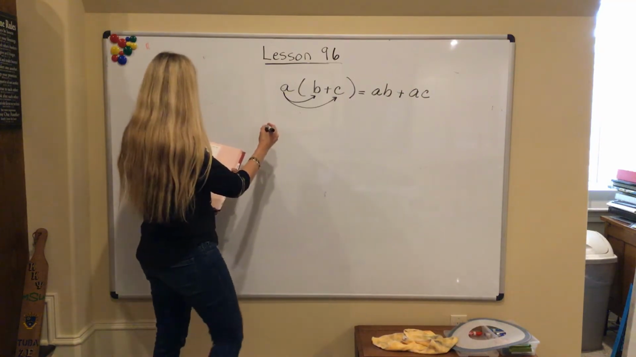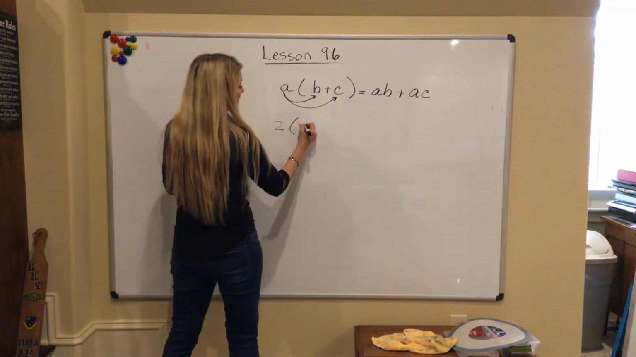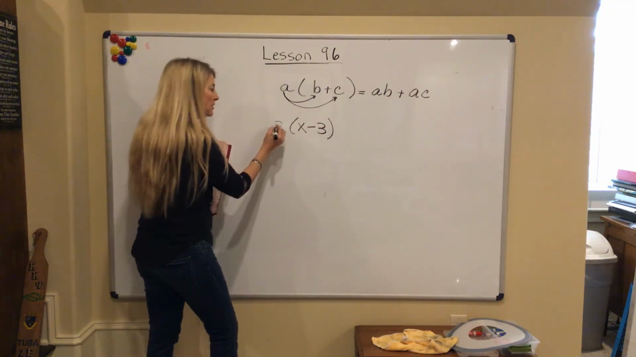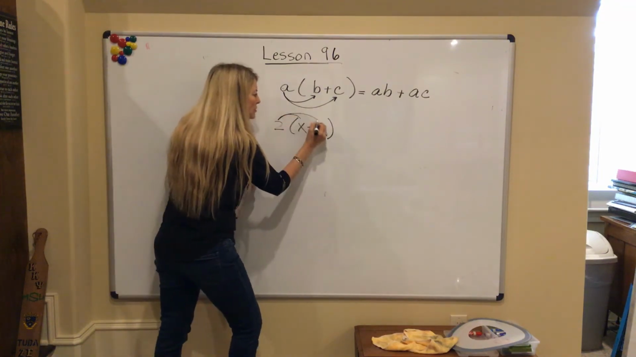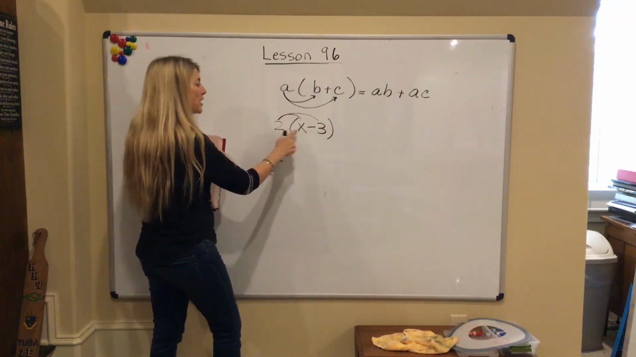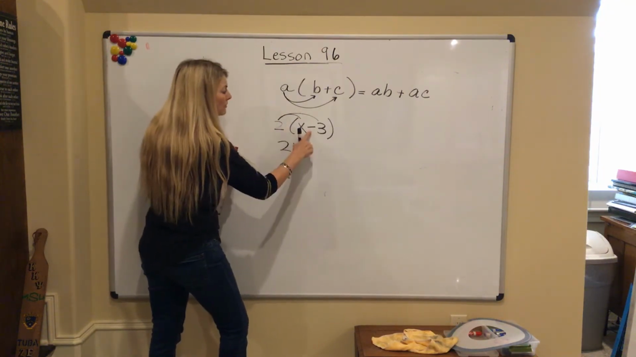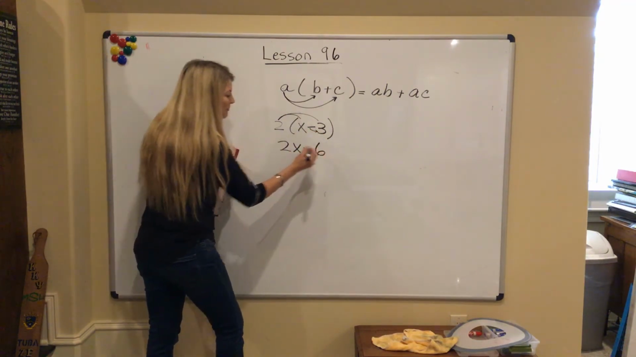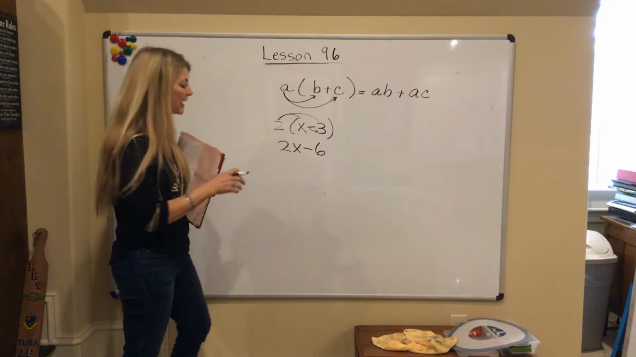So if I have something like 2 times the quantity x minus 3, all I'm going to do is take that 2 and distribute it to both of these terms. 2 times x would give me 2x. Remember, the sign goes with the term, so 2 times negative 3 would give me negative 6. That would be the answer to that one.